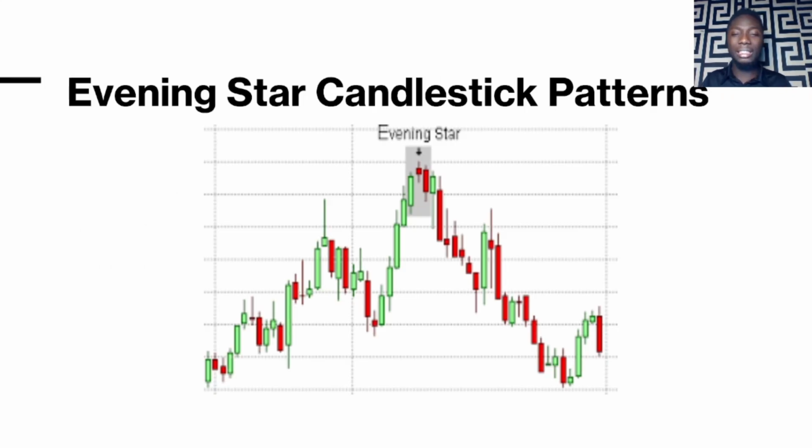Anytime we have it in the bullish, we have it in the bearish. So the evening star candlestick is just the inverse: we have a green candle, then an indecision candle, then the third candle will be a red candle. The third candle must cover half of the first candle to be an evening star. This is how it looks.